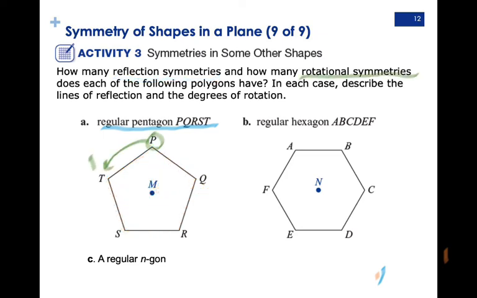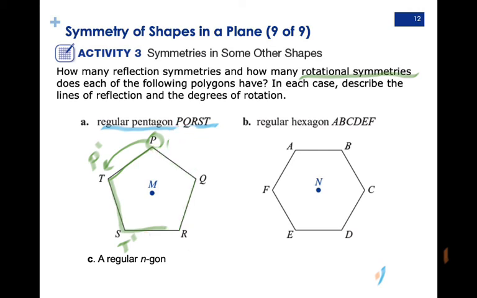Let's look at rotational symmetries. Okay. And again, if we were to move our P counterclockwise over to P prime, or to the T position, we'll call that P prime, and then T would move over to the S position, T prime, etc., all the way around. So putting a thumbtack at point M there, we'll get the same orientation again, right? So the shape will have that symmetry.